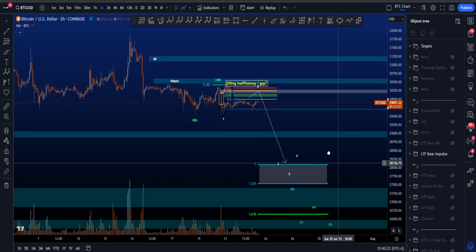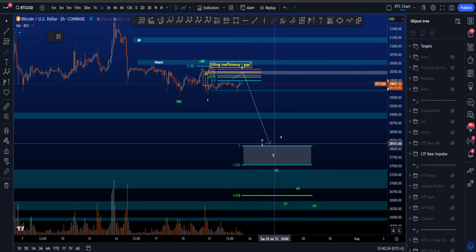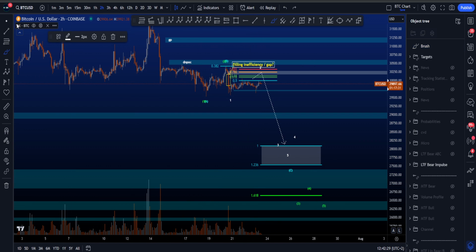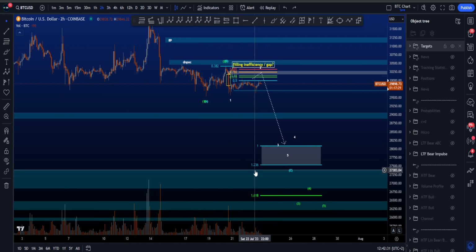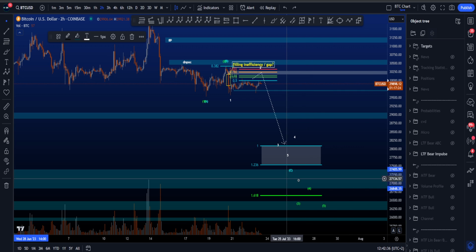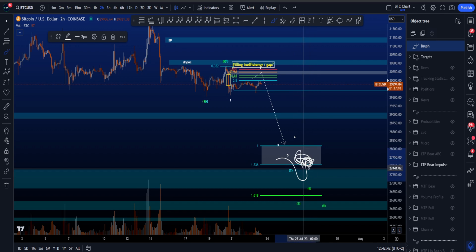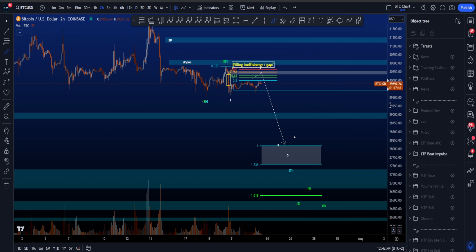What is not that nice about this target area is that it does not really have any confluence with one of my support boxes, which are the blue boxes that you see on the chart. The one right below is sitting between 27.4k and 26.8k, which is a very big support. Now, of course, price can wick inside this area and then range around the 1.236. That would be absolutely fine for then a continuation to the upside.